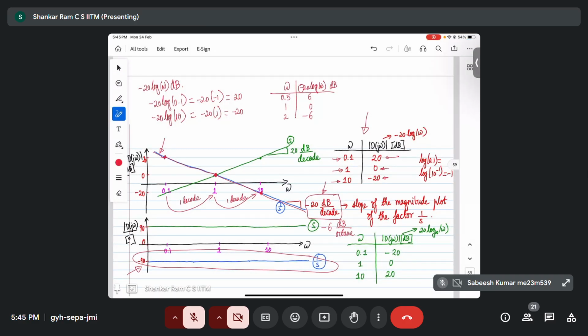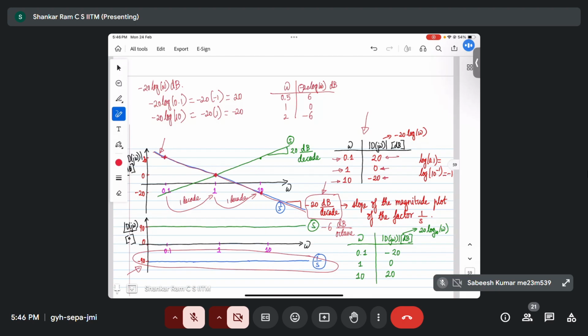Sir, basically, this slope can be calculated as 6 minus 0 divided by 2 minus 1, right? Like y2 minus y1 divided by x2 minus x1. You need to be a bit careful here, Roshan, because it is not linear in x. I have not plotted it on a linear scale, so that is why I'm using this logic.